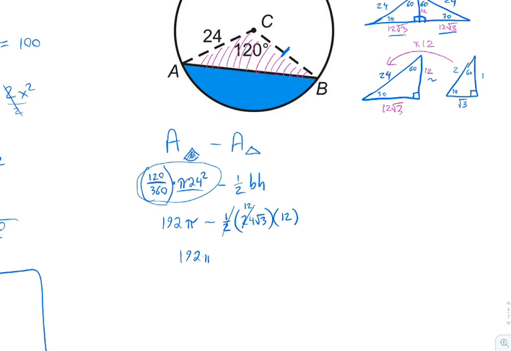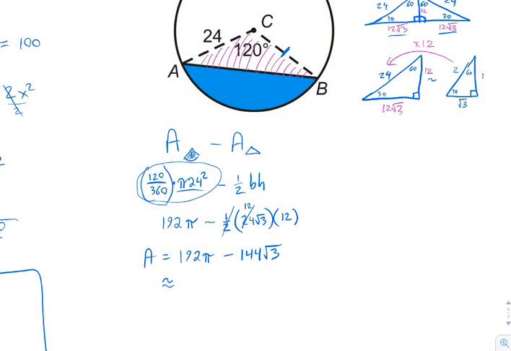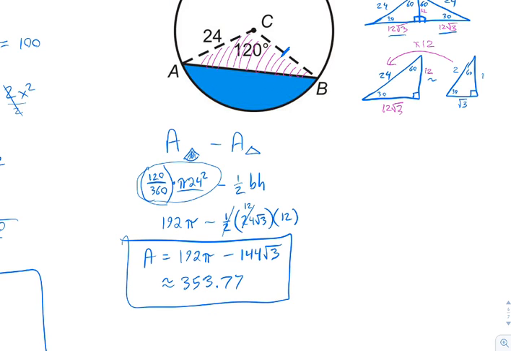So I get 192 pi minus 144 root 3, and we can approximate that to be around, just plugging that in here, 192 pi minus 144 root 3. That comes out to be 35377. And that's it.